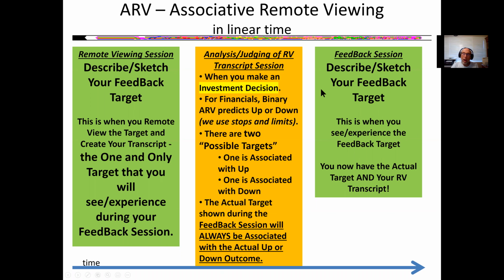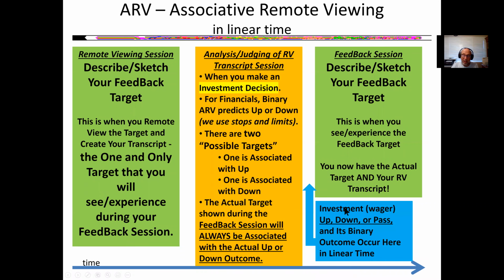So when you describe your correct target, the one and only target, a judge sitting here says, oh my gosh, look how well you described that. And that's associated with the up target, for example. Then I can actually make an investment in the up direction. If it's really closely associated with the down, then you can make a trade with the down target. Really, it's as straightforward and as simple as that.